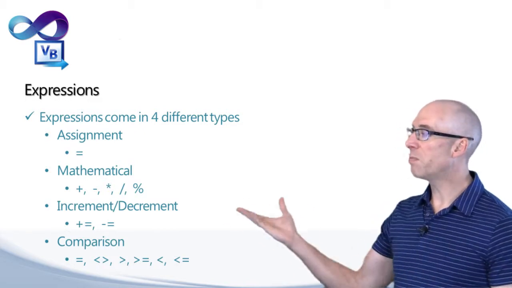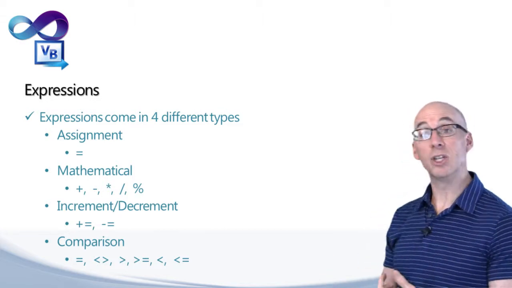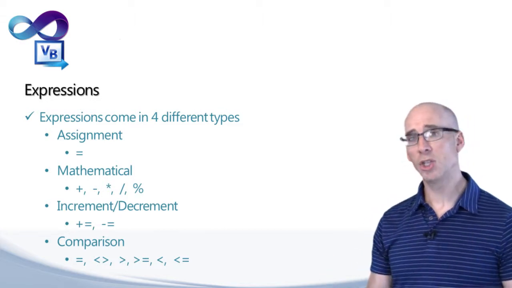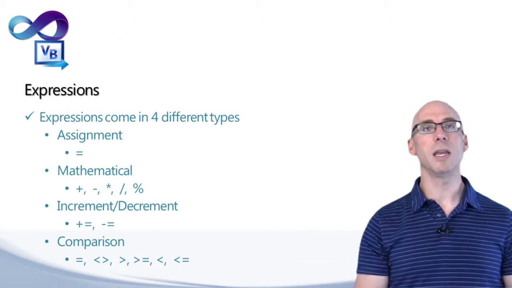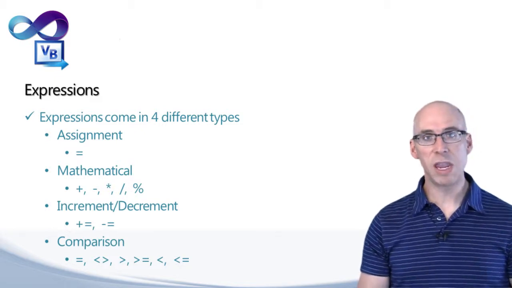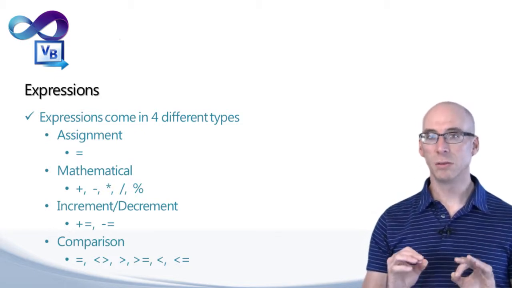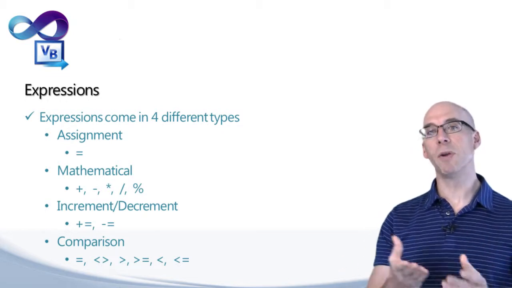We also have our mathematical symbols. Our mathematical symbols are pretty straightforward. We have addition, subtraction, multiplication, division, and then we have the percent sign. And the percent sign is what's called mod. Now, mod is a very handy mathematical operator that we can use. Mod is different from division.